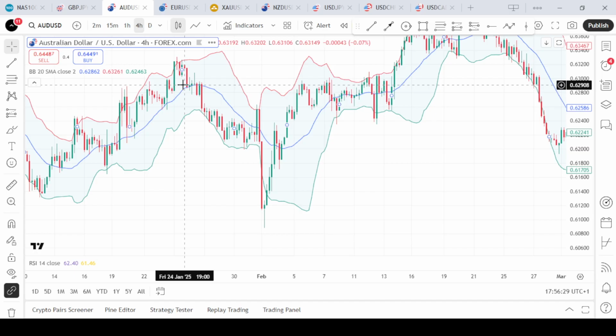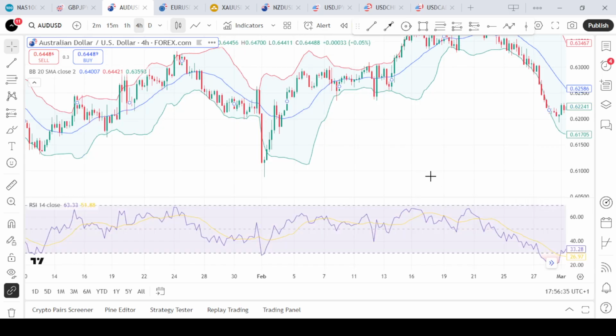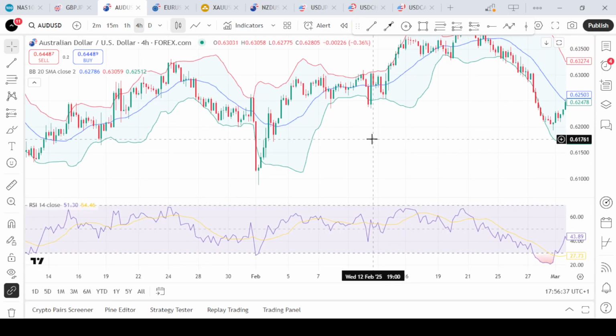To confirm this, you can use additional indicators such as your RSI, which I'm about to apply on my screen. Or you can also make use of candlestick patterns that show you reversal signals, such as your hammer, your inverse hammer, your morning star, your doji, your pin bar, and so forth.